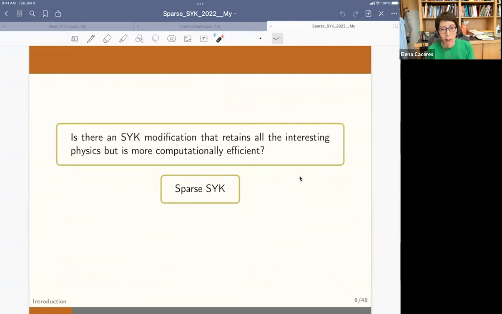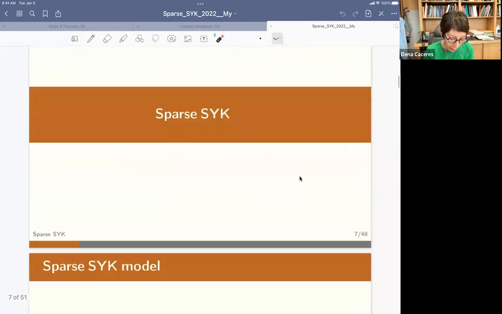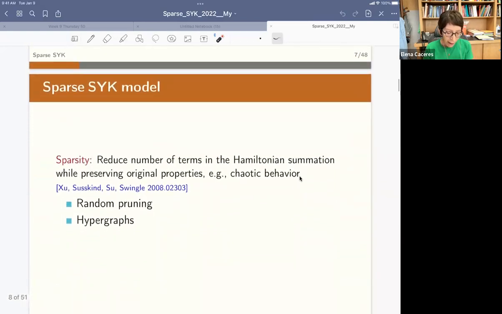So this was work by Susskind, Brian Swingle, Shenlong Xu, and Su, I think, yeah. So the sparse SYK. So what is the sparse SYK? The sparse SYK, really intuitively, is a very simple model.